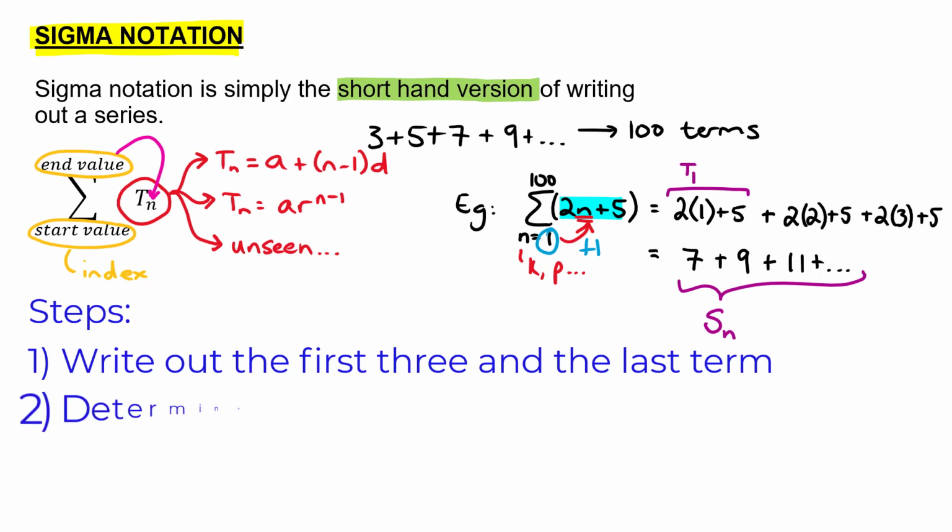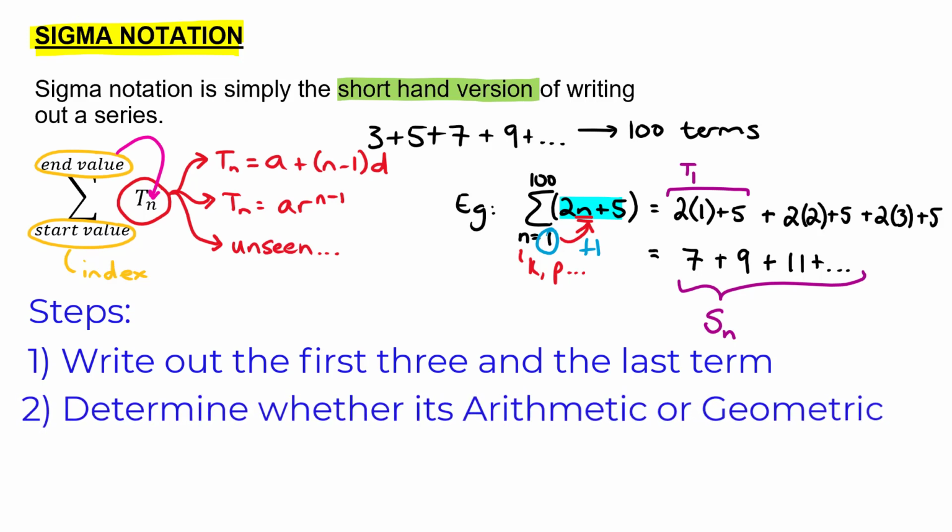Then your second step is to determine the kind of series you're working with. So is it arithmetic, is it geometric, or is there some other problem solving that you might have to do in the question? Then once you've done that, you simply use your Sn formulas.